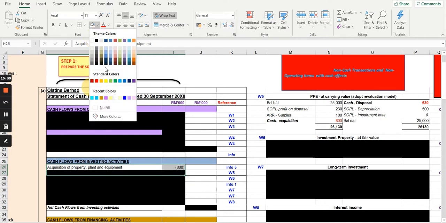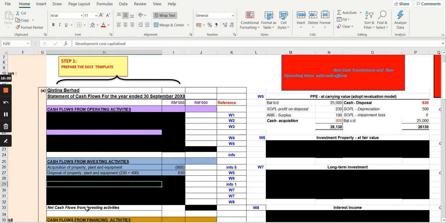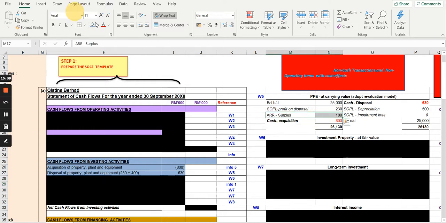We put blue here. Okay, 630. And this surplus, just to highlight, is a non-cash item. These are also non-cash items in case you come across impairment. Profit on disposal is also a non-cash item. So we will exclude the non-cash items and non-operating items because in our case here, non-cash items are excluded to arrive at cash flow from our investing activities. So we got that already.